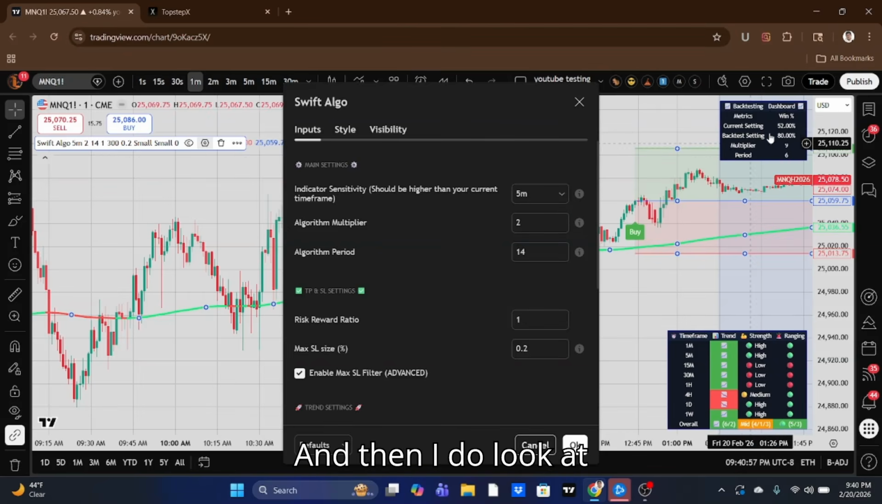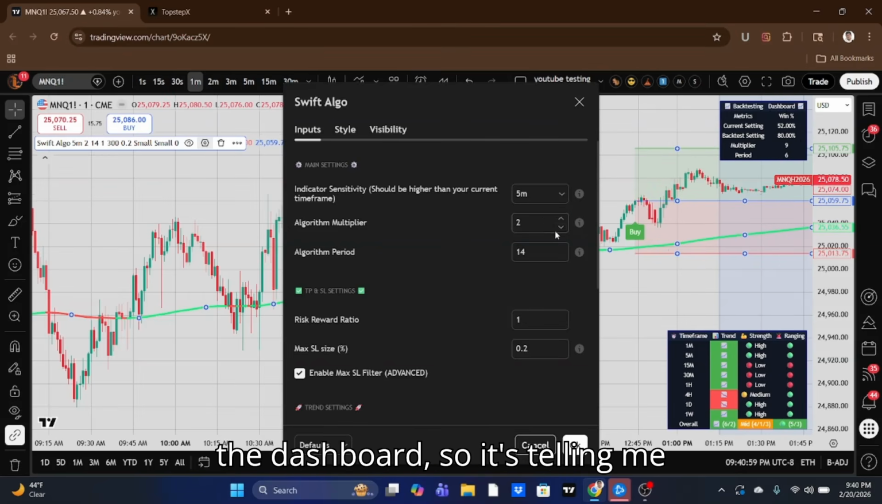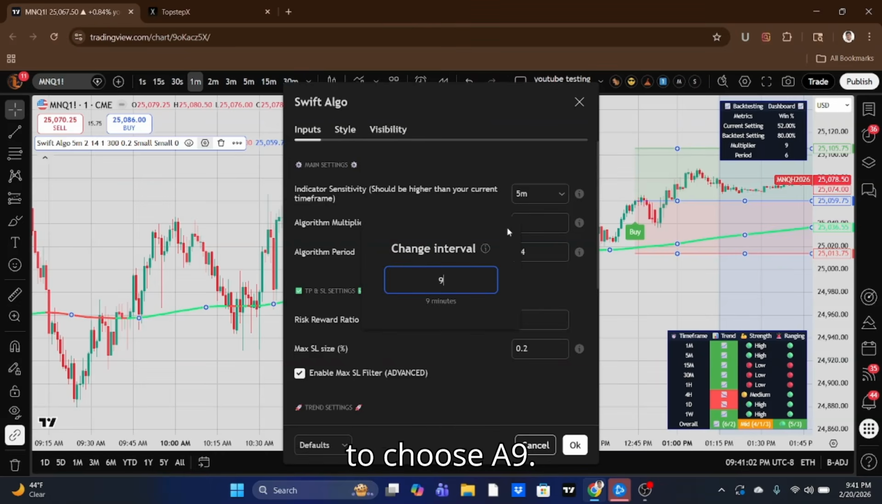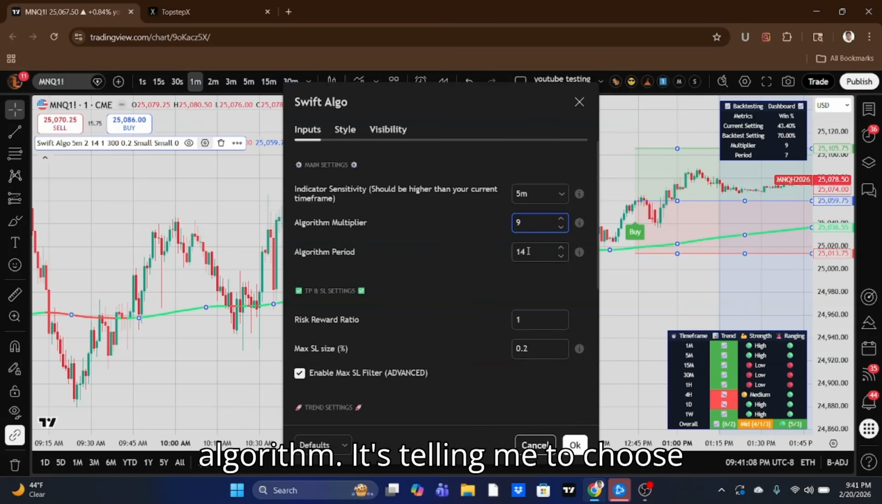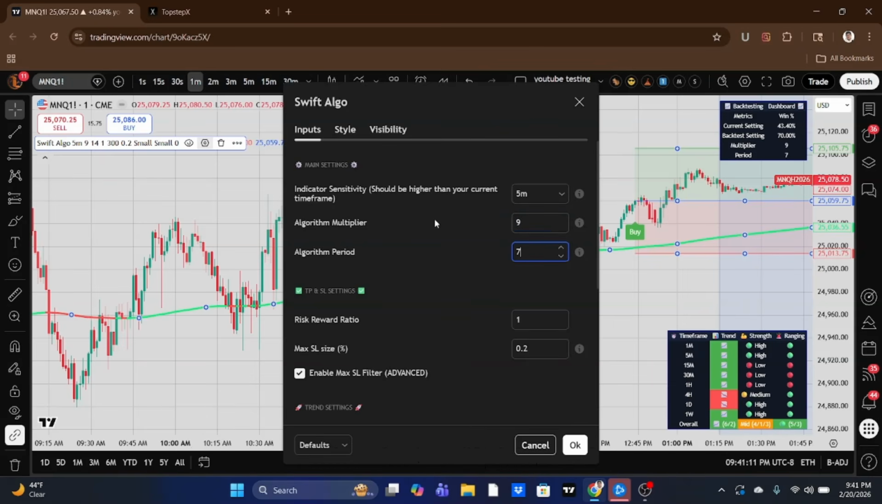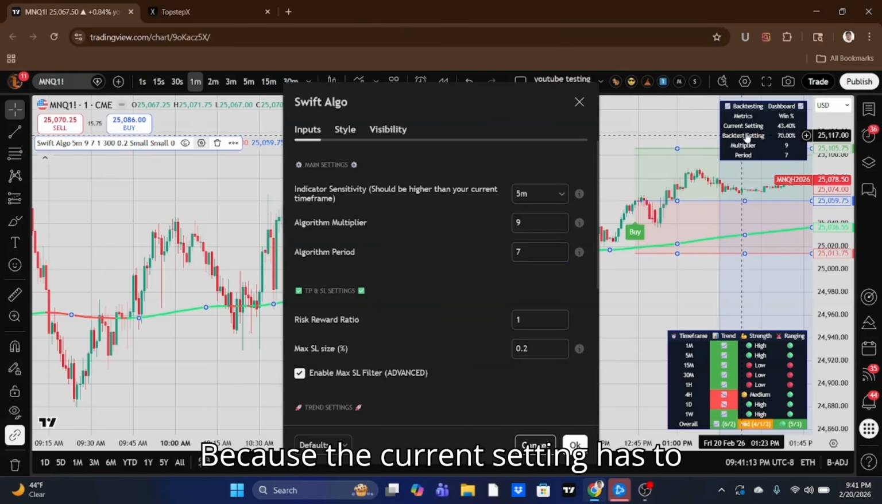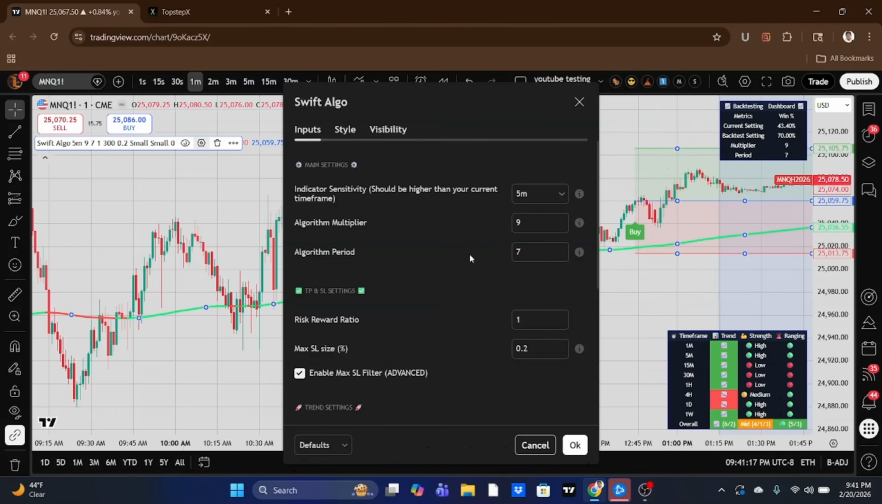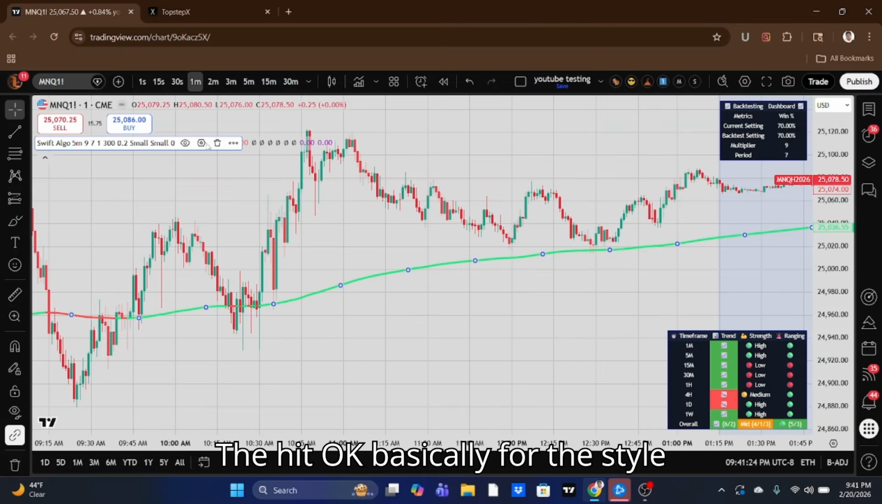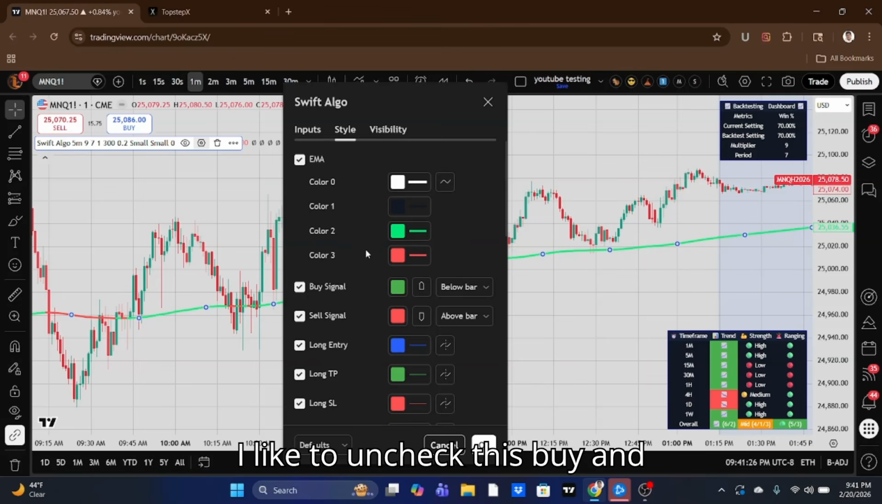And then I do look at the dashboard. So it's telling me to choose a 9. For the algorithm multiply and algorithm period, it's telling me to choose a 7, because the current setting has to match the backtest setting. Give a few seconds for it to load. Then hit OK. For the style, I like to uncheck this buy and sell signal.